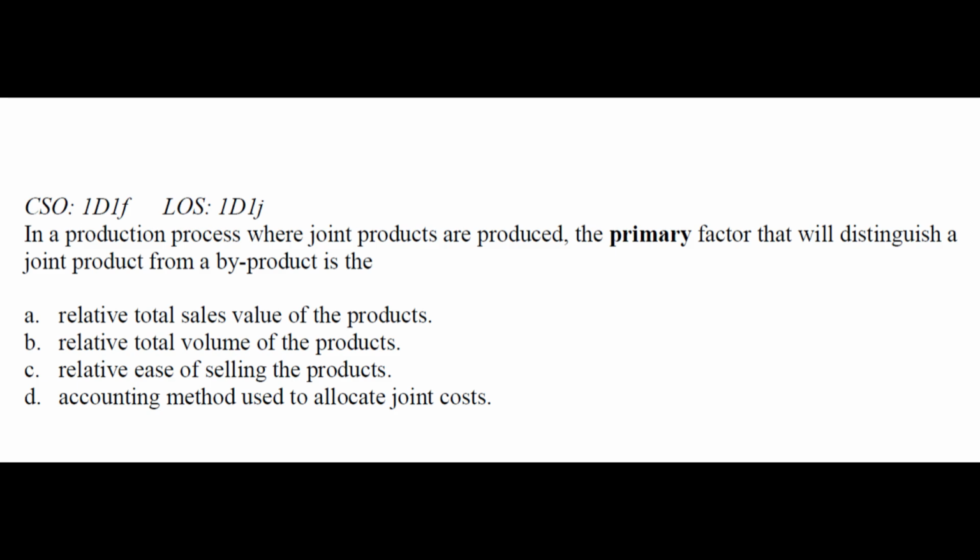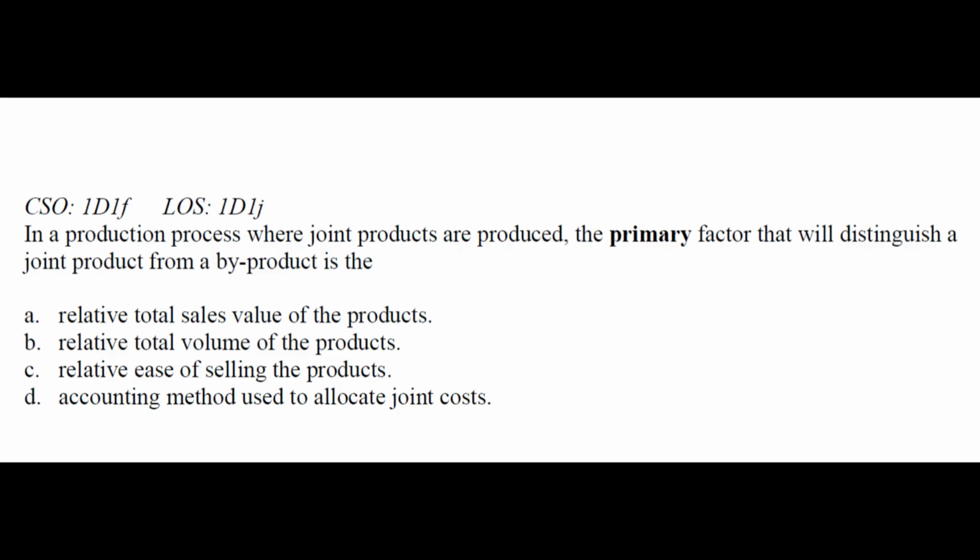A. Relative total sales value of the products. Correct. The main criterion for distinguishing joint products from byproducts is their relative sales value at or near the split-off point. Products with substantial sales value are classified as joint products, while those with insignificant value are classified as byproducts.